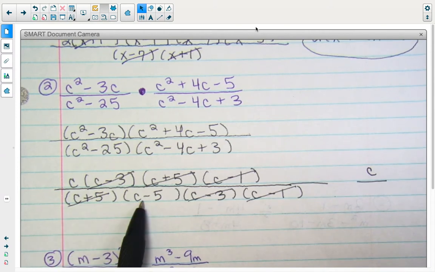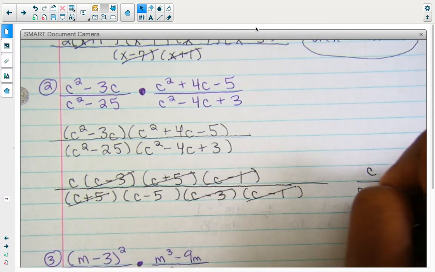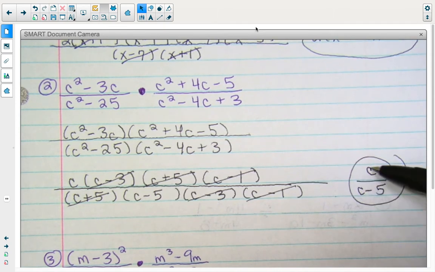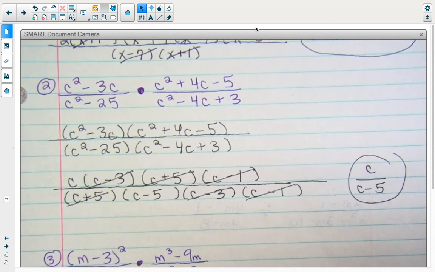And left on the bottom, we got c minus 5. That is our final answer. We can't cancel these out because this is over subtraction, and you can only cancel things that are being multiplied. Let's do one more multiplication problem, and then we will get to some dividing.